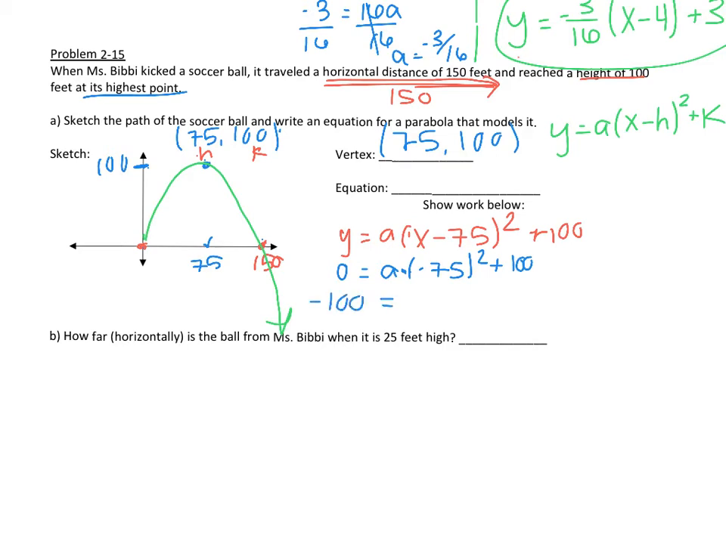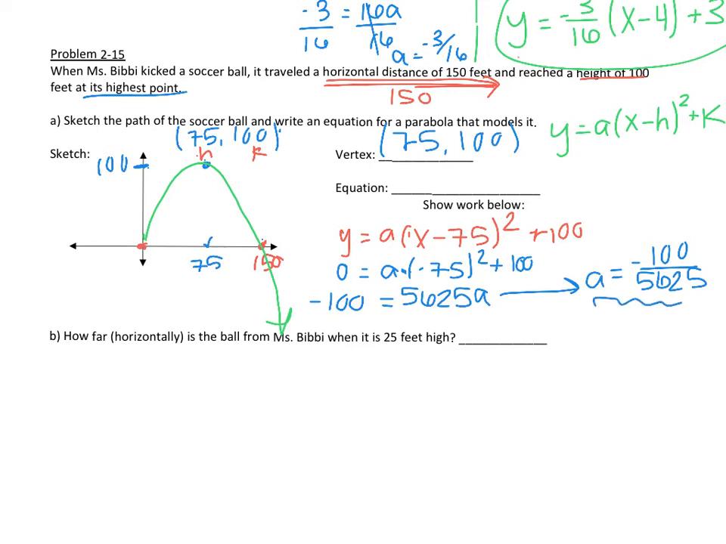And negative 75 squared is 5,625 times a. So to solve for a, all I need to do is divide both sides by 5,625. I get negative 100 over 5,625. And that ends up being a decimal.